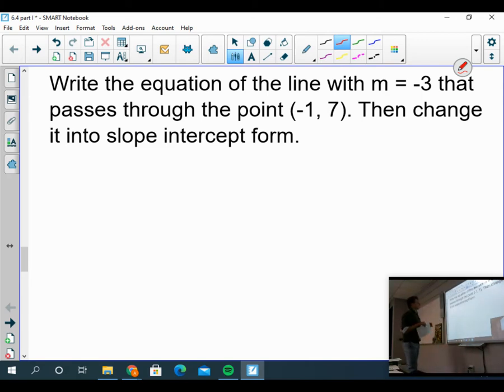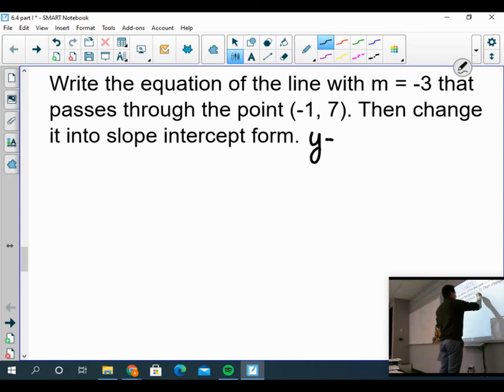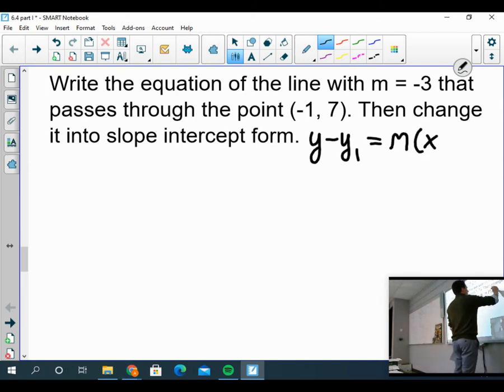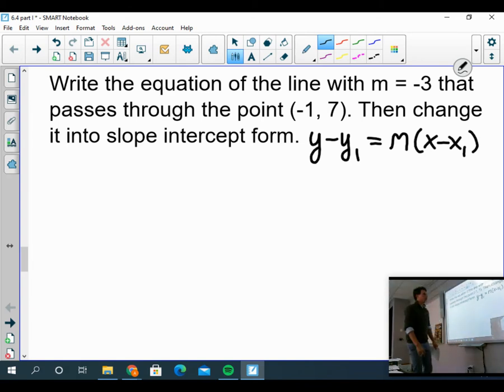Okay, so now we want to write the equation of the line given a slope and a point. Then we want to change it into slope-intercept form. Well, let's tackle the first part. You're given a slope, you're given a point. Hopefully your brain's thinking point-slope form. Not just because it's the topic of the lesson, but because when you have a point and a slope, hopefully your brain says point-slope form. The name's kind of self-explanatory. So I've got my formula for point-slope form. Well, they give me a slope of -3.